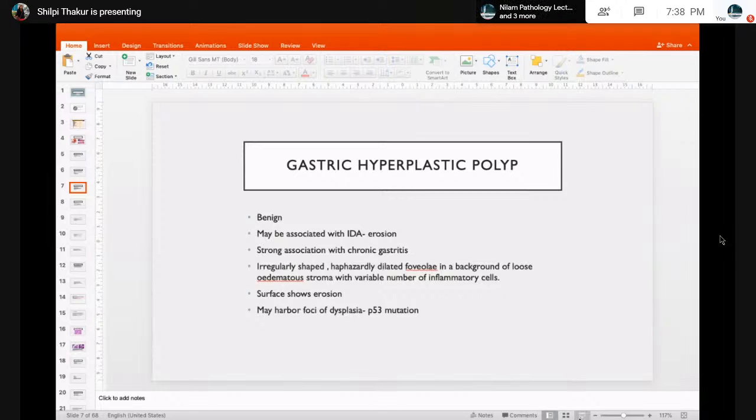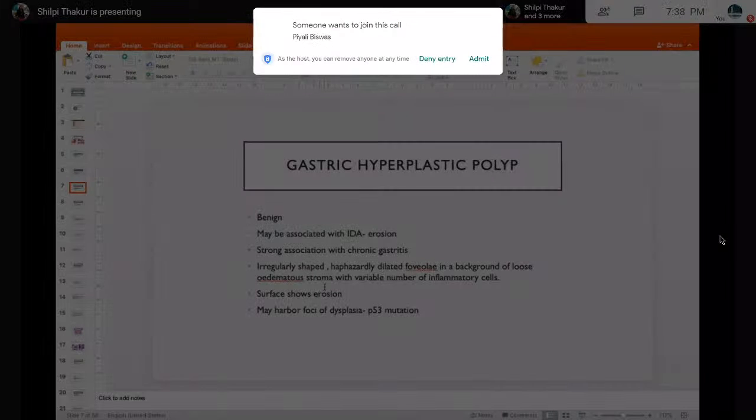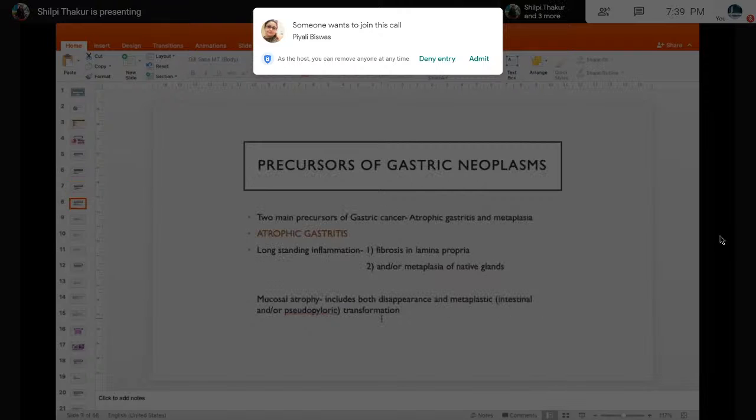Now, the other polyp is the gastric hyperplastic polyp. This one mostly has a strong association with chronic gastritis. The surface shows erosion, and there will be haphazardly arranged dilated foveolae in the background of loose edematous stroma. There will be a lot of inflammatory cells that can be present. They may harbor foci of dysplasia, and those foci of dysplasia may show P53 mutation.